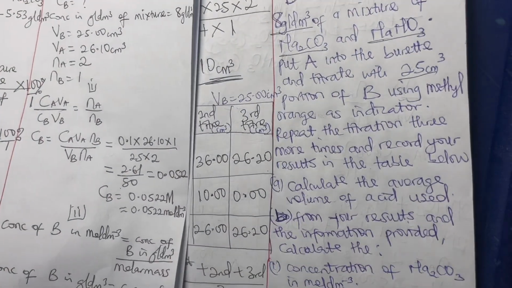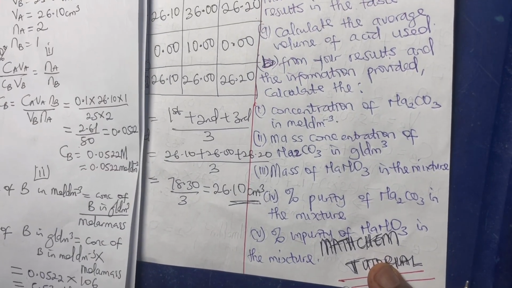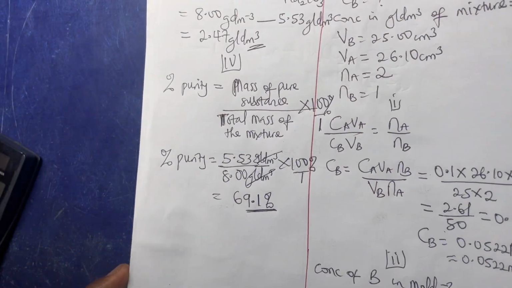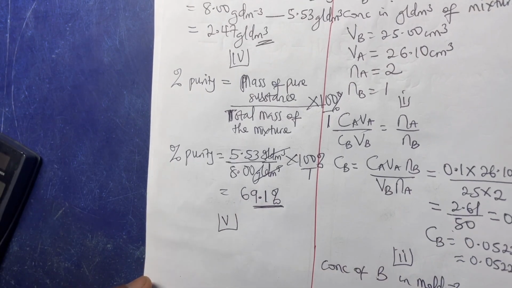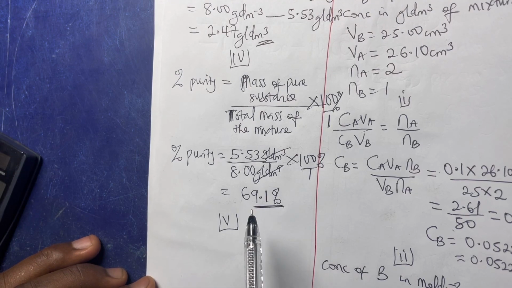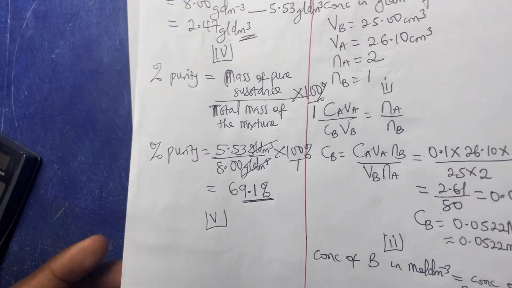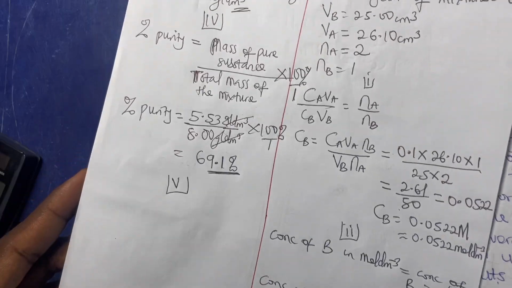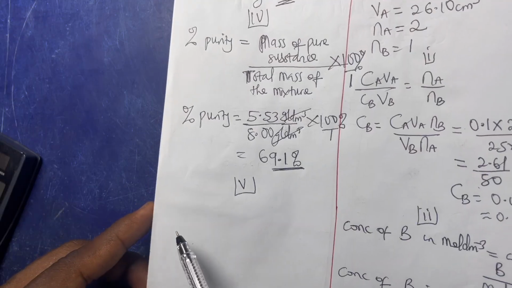Now for the V, it says that you should calculate the percentage impurity of NaNO3 in the mixture. So for the V now, if the total is 8, you have the pure as 5.53, as you can see it. So the impure will go in the same way.